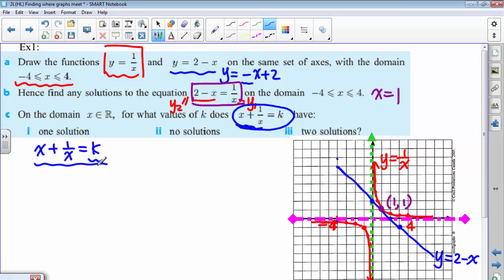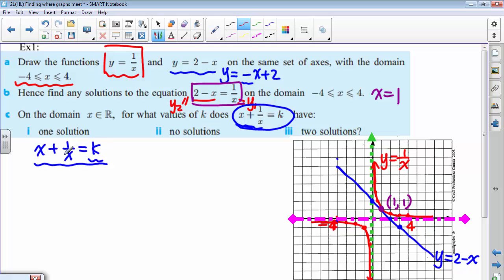This one is really tough for me. We cannot even use the delta discriminant to determine the k value based on the nature of the roots, because this equation is a rational equation instead of a quadratic equation. So we will use the graphical method to help us figure out what the k value is. The equation has one solution.